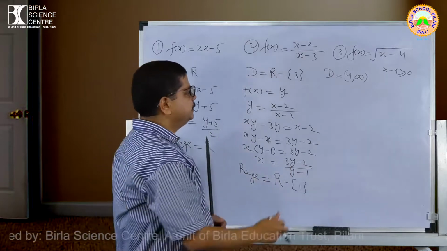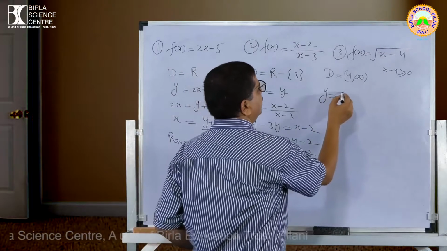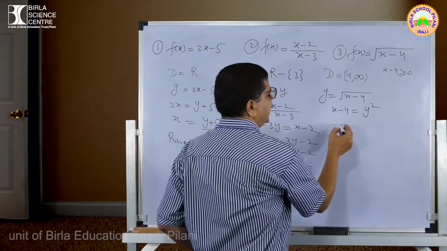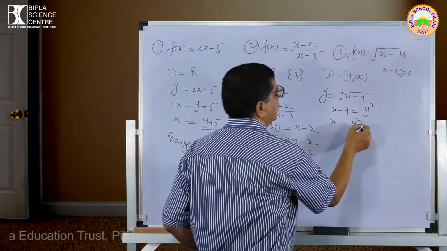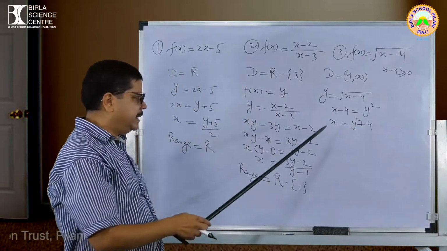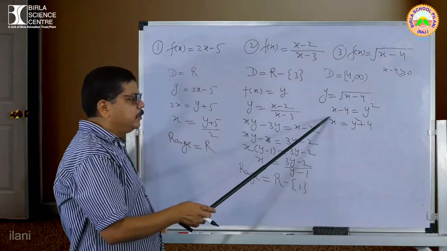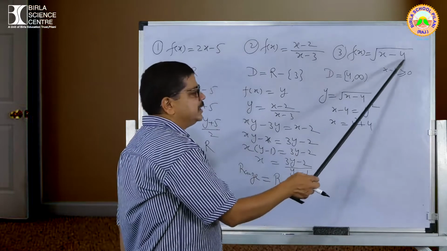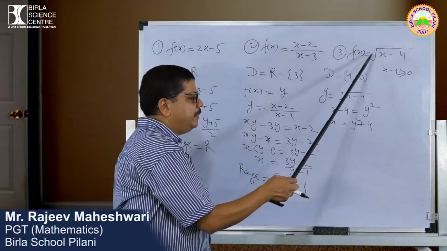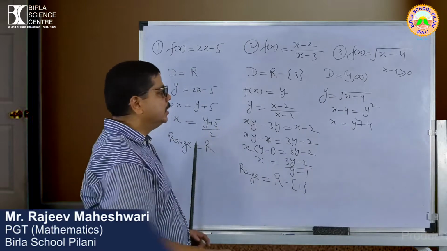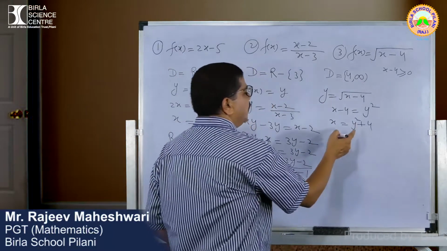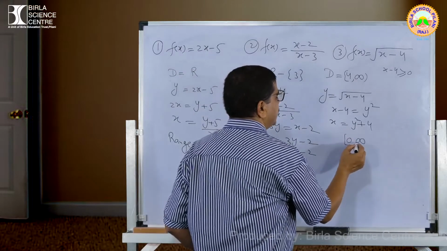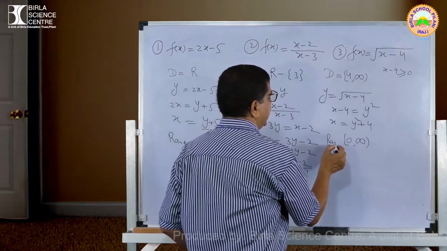For range, y equal to under root of x minus 4, x minus 4 is y square, x equal to y square plus 4. Here we see that every value of y will give you real x in its domain. But square root function, as we know, is always taken as the positive square root. So the value of y will be taken from 0 to infinity, means only positive values. That becomes the range.